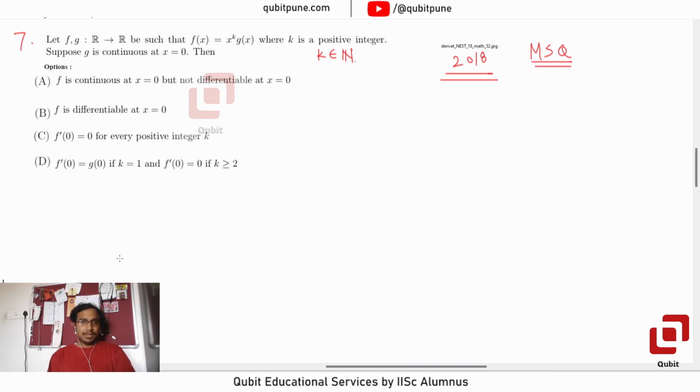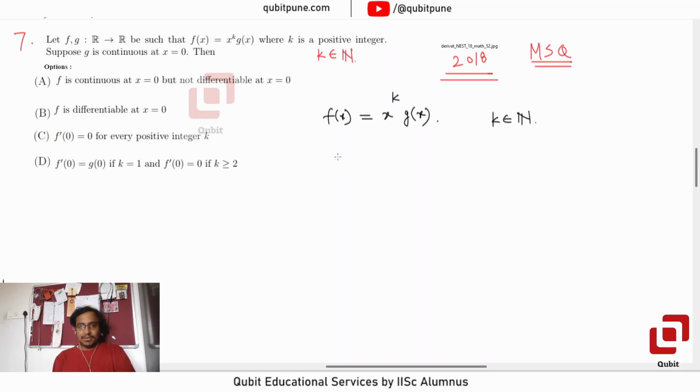and we know that g is continuous but not differentiable. In the previous question we have seen that for the product to be differentiable, it's not necessary that both of the two functions should be differentiable. So let us go for f of x, x raised to k into g of x. Now what do we want? We want to check whether it is continuous at 0. k belongs to N. Is it continuous at 0?